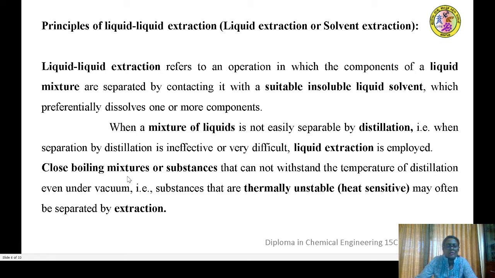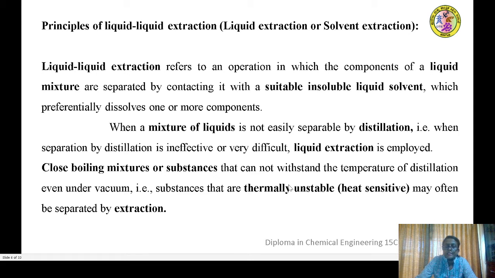Do you know what a close boiling mixture is? These are liquid mixtures having very close boiling points, meaning the relative volatility of such mixtures is not that great. You know that relative volatility is very important. If it is very low, then separation by distillation is not that easy. So for such mixtures, and also for mixtures containing substances which cannot withstand the very high temperature involved in distillation, even under vacuum.